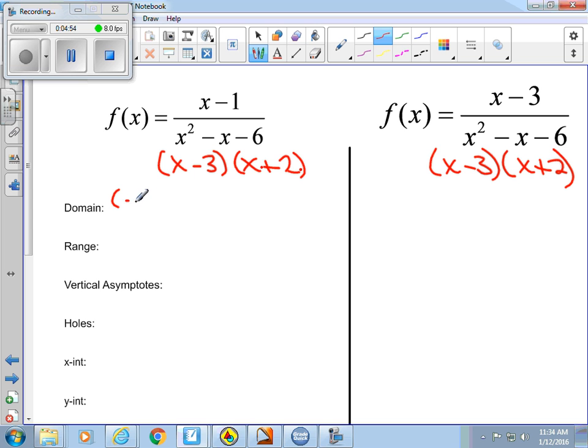There's interval notation: negative infinity to negative 2, negative 2 to 3, and 3 to infinity. So 3 and negative 2 are the holes. Do you get to write the U between each one? I'll take it either way. And the other way to write that is set notation.